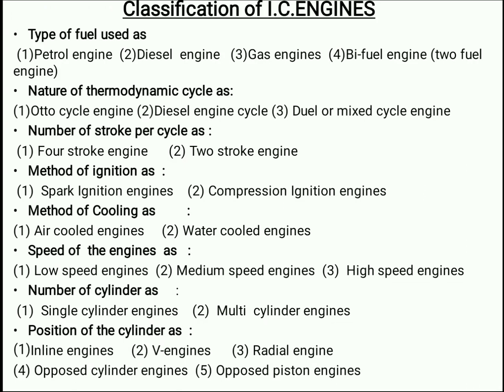First criteria is based on types of fuel used. If we are using petrol as a fuel, then we call it petrol engines. If we are using diesel as a fuel, then we call it diesel engines. And if we are using any compressed gases like CNG as a fuel, then we call it gas engines. And fourth, if we are using two fuels like CNG or petrol, then we can call it bi-fuel engines.